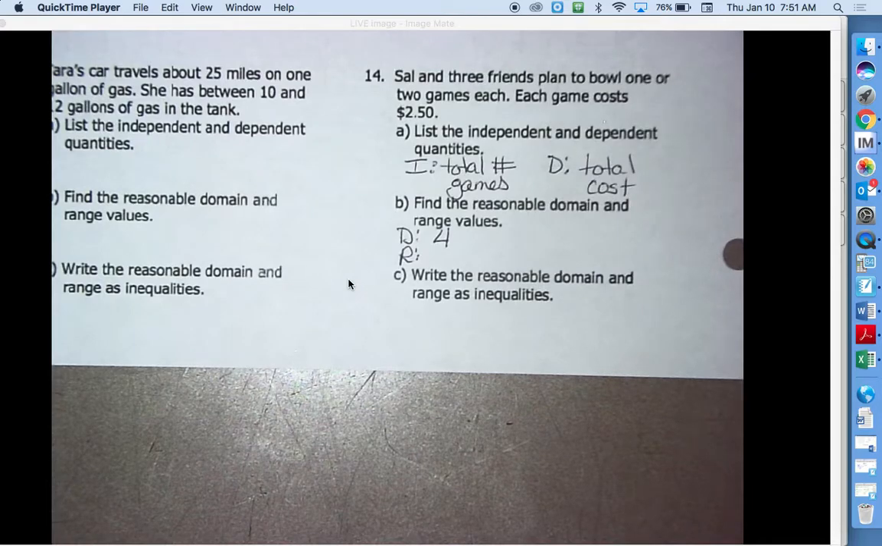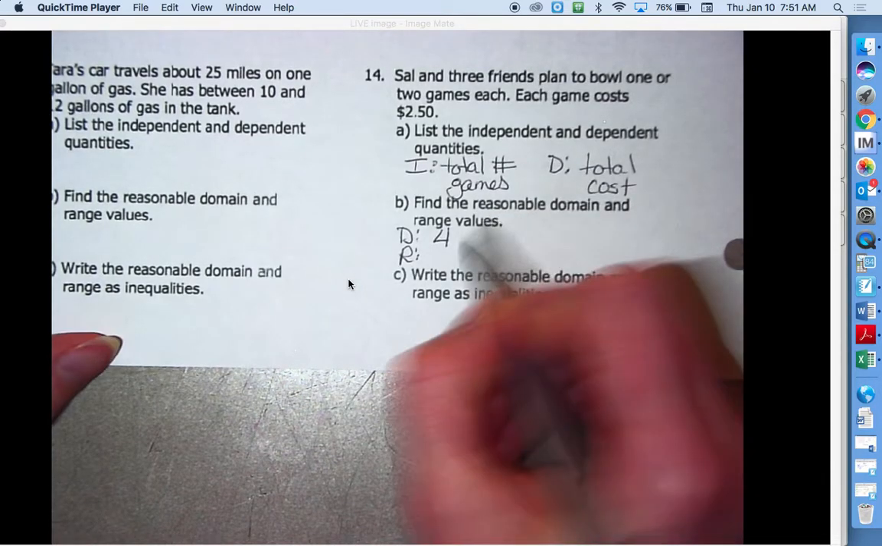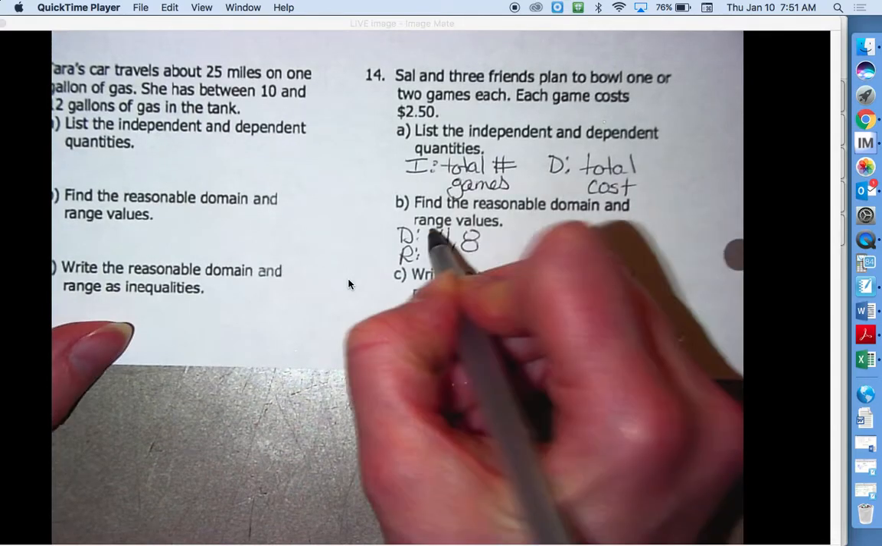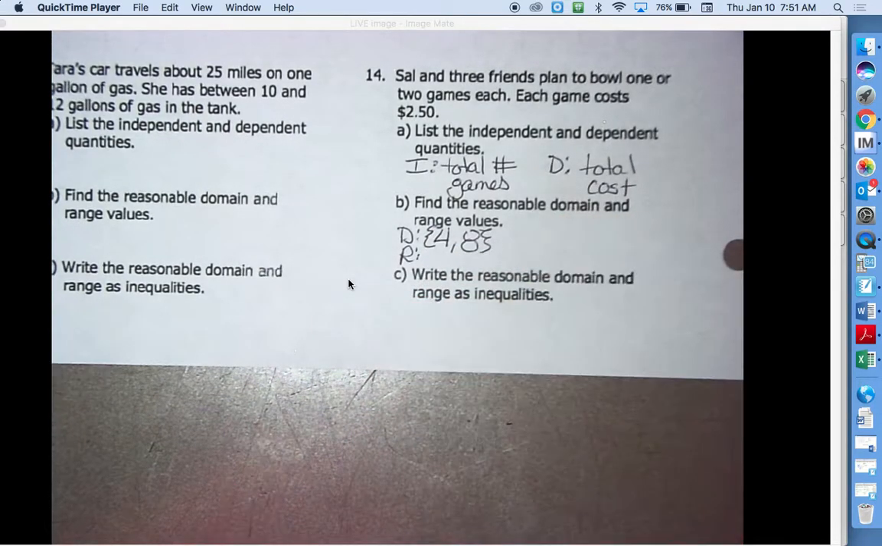If they decide to all play 2 games, then it would be 8. But they're either deciding they're all going to play 1 or they're all going to play 2. That's a total of 4 games versus 8 games. And they would go in the little braces because there aren't values in between them. So they're either playing 4 or they're playing 8 games. They can't play 4.5 or 5.5 or 6.5 or 6 3/4.